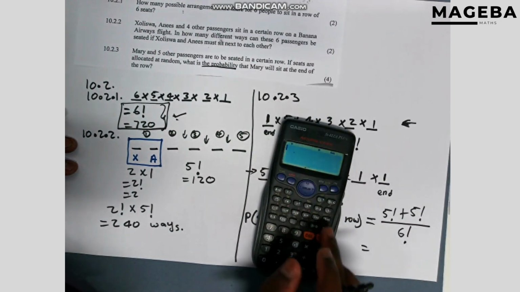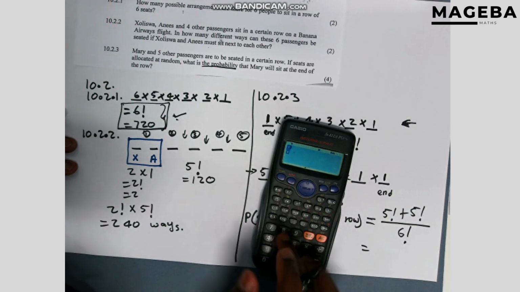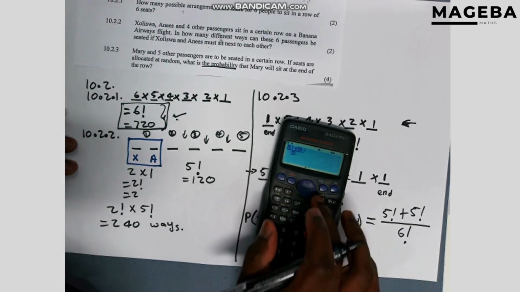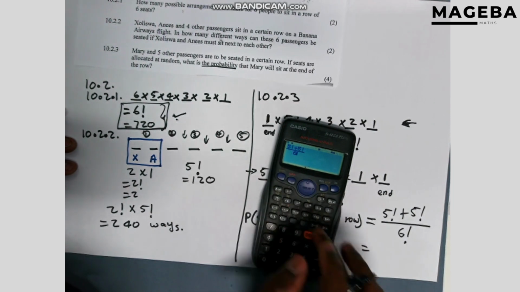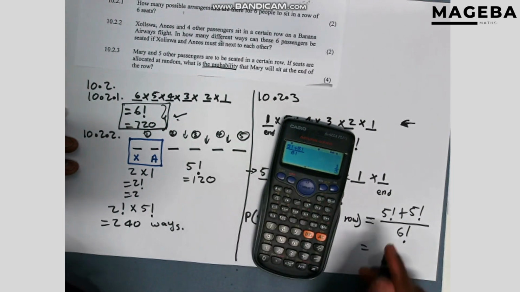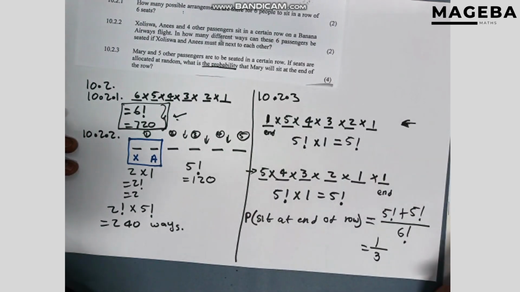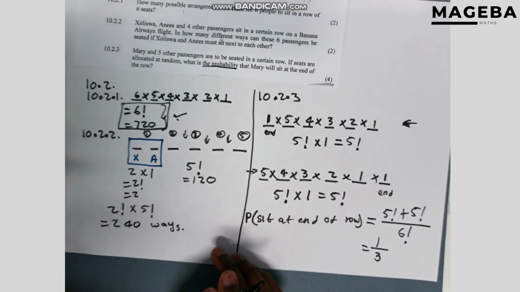And what is our answer? That's 5 factorial plus 5 factorial over 6 factorial, which gives us what? 1 over 3. I hope everyone understands it.